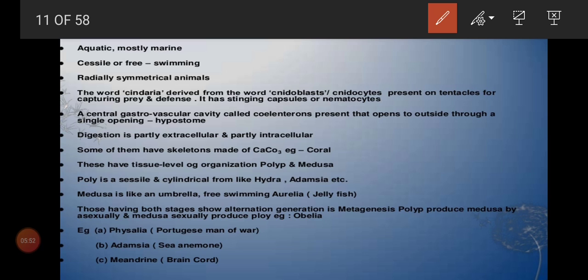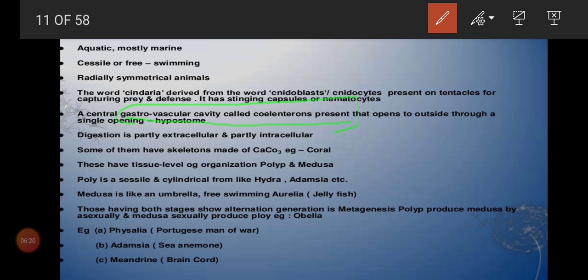And fifth point, a central gastrovascular cavity is present. As we have learned in Porifera, there is a water canal or water transport system. But here you want to remember a very important cavity, the gastrovascular cavity. So what do you mean by the gastrovascular cavity? Here digestion takes place in the gastrovascular cavity.